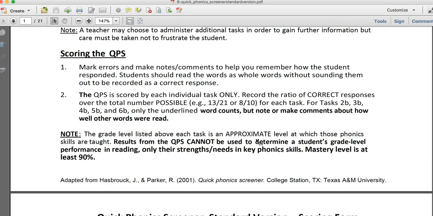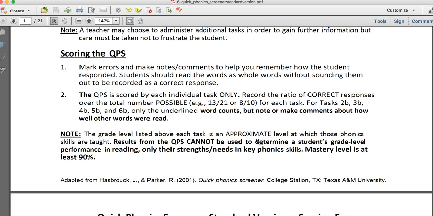For task 2B, 3B, 4B, 5B, and 6B, that is where they're reading the words in context. Only the underlined word, the word in context that we are looking at, counts. So only that one matters if it's right or wrong. You might want to make note or comments about how well the other words are read for your informational purposes, but it does not count against them.